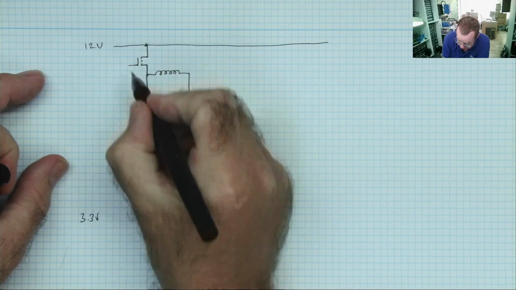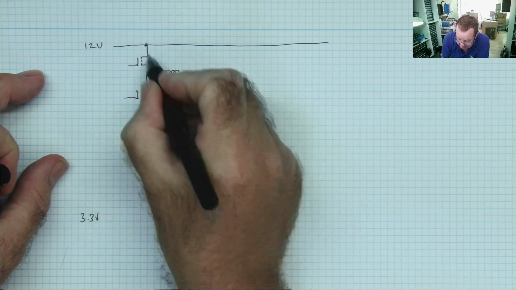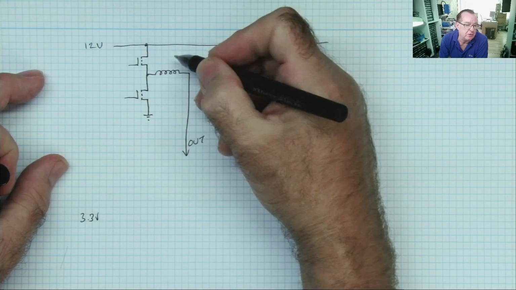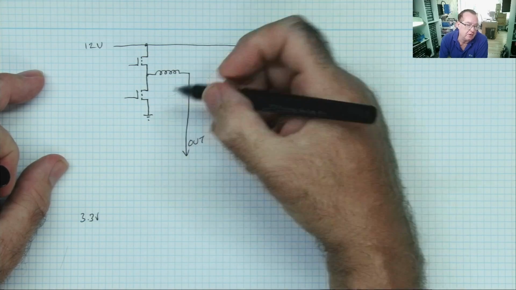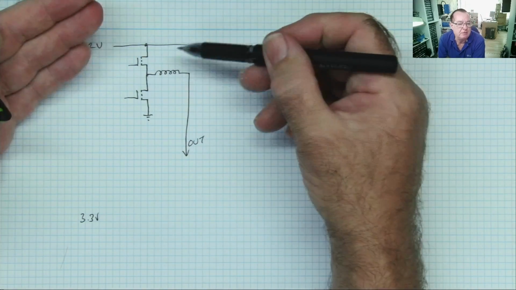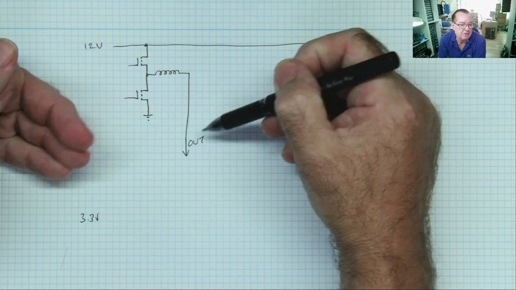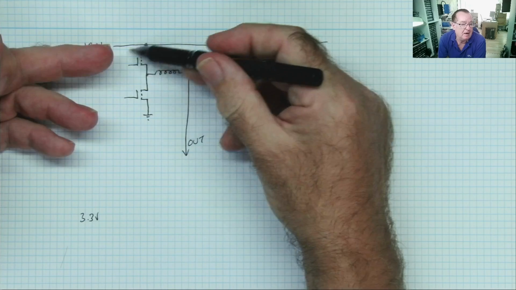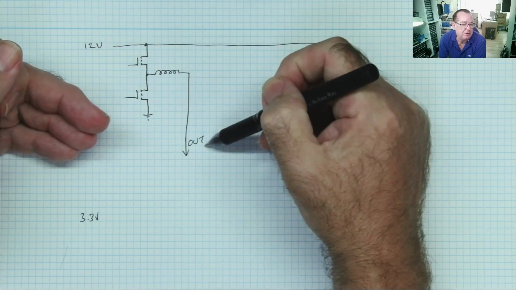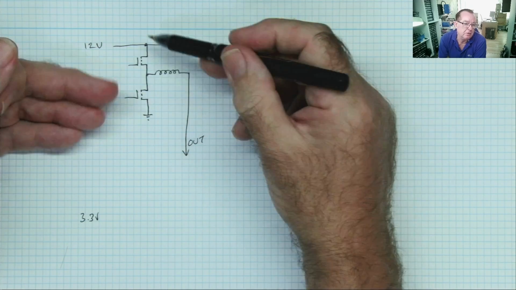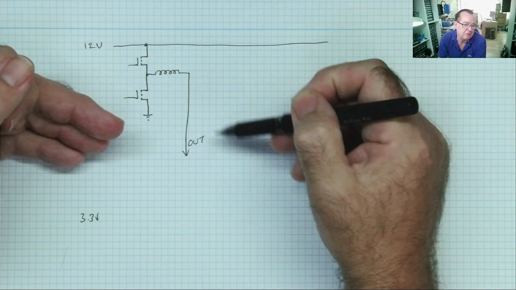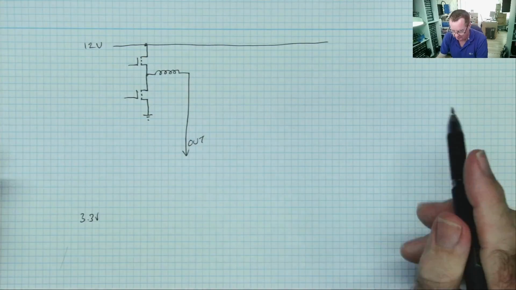There's a little controller chip connecting to the gates, and it switches these on and off rapidly, one and the other. And basically the ratio of time that the top one is switched on compared to the bottom one that's switched on sets the output voltage. If this one is on more than this one, you get more out. If this one's on more than this one, this being connected to ground, you get less out. That's the basic principle of how it works.